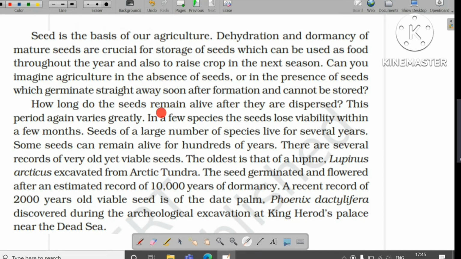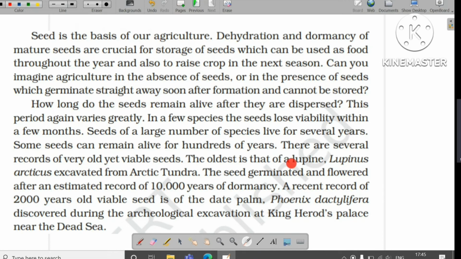How long do the seeds remain alive after they are dispersed? This period again varies greatly. In a few species, the seeds lose the viability within a few months. Seeds of a large number of species live for several years. Some seeds can remain alive for hundreds of years.